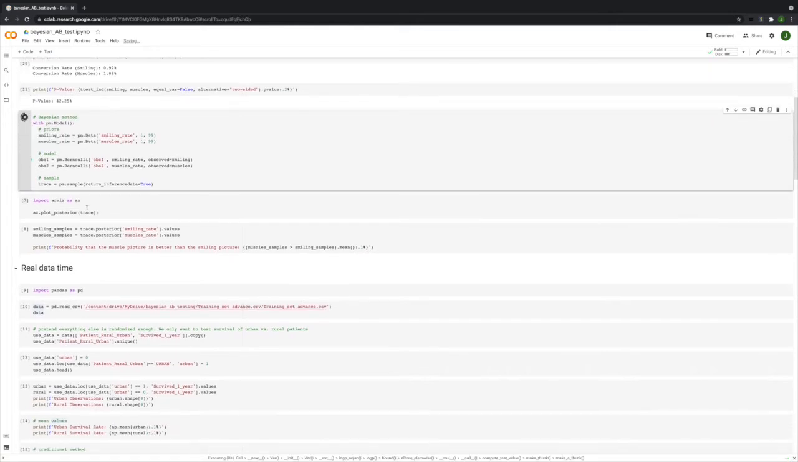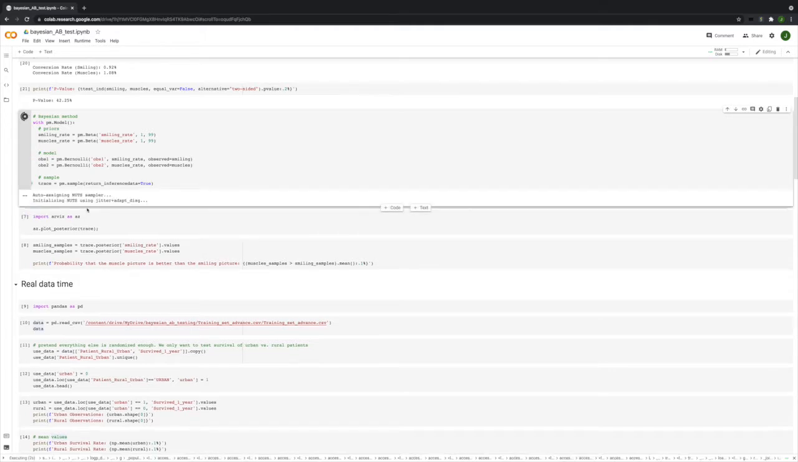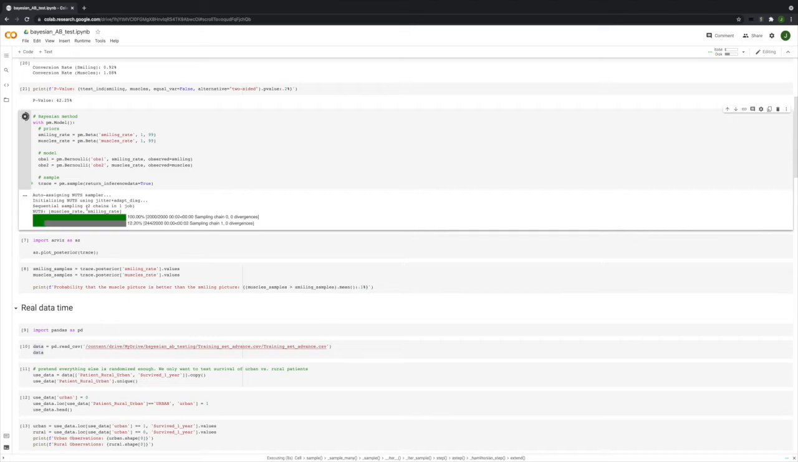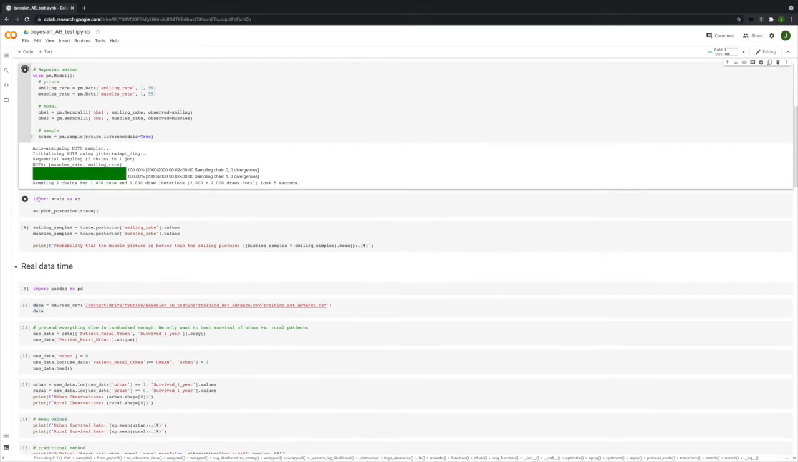These can take a while, so I am going to speed up the sampling parts in post-production. All right, we've sampled 2 chains for, it says 1,000 tuning observations and 1,000 drawing observations. This one didn't take very long either.